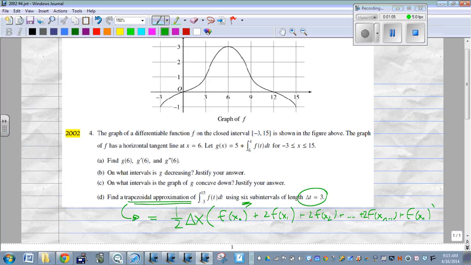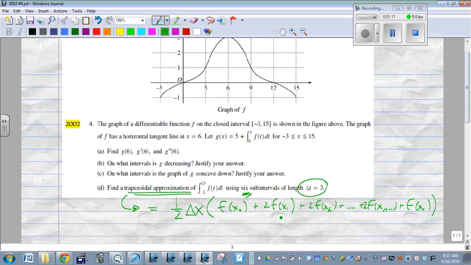So again, this looks more complicated than it is. Let me kind of explain what this means. This f of x sub 0, the x sub 0 part, that's like our a, like our starting x value on the interval, and the x sub n is going to be our b.